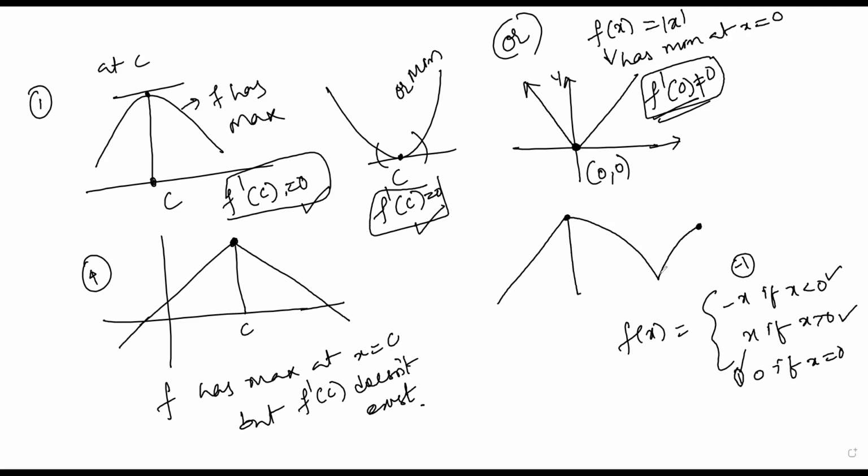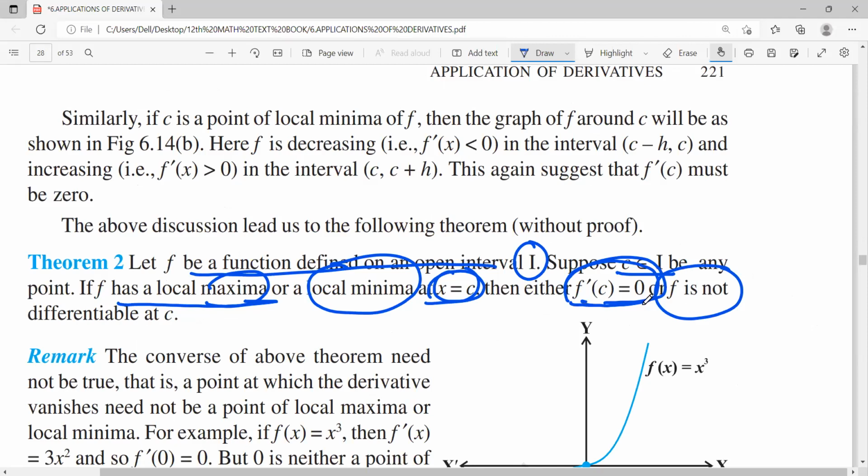In this case also it has a maximum. In this case it has a minimum. Let's say here it's c. It has a maximum, but because it is a vertex, f dash of c is not defined. Sometimes a vertex will be there, sometimes an ending point. At an ending point also you can't draw a tangent, which means not differentiable. So the conclusion is that if a function has a local maximum or local minimum at c, then either f dash of c is 0 or f is not differentiable at c.